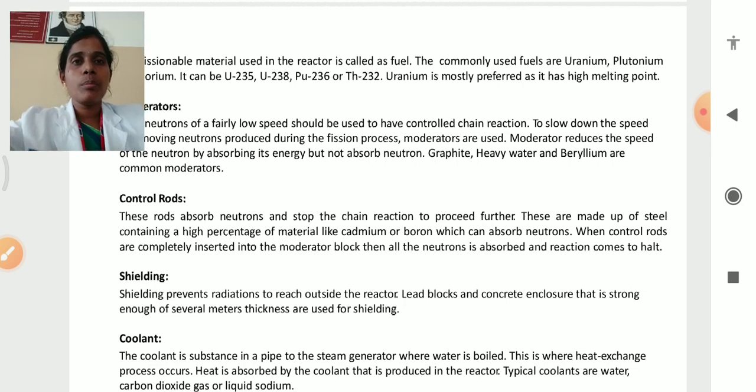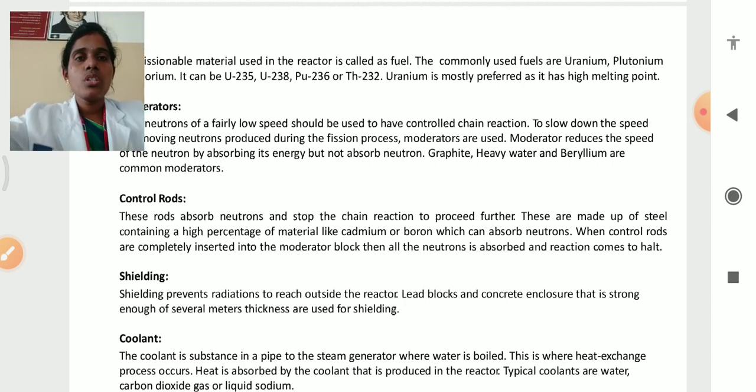The next main component is the control rod. The control rod absorbs the neutrons and stops the chain reaction from proceeding further. The moderator controls the chain reactions and the speed of the neutron bombardment, but the control rod absorbs the neutrons and stops the chain reaction from proceeding further.